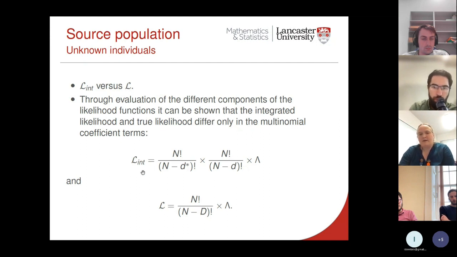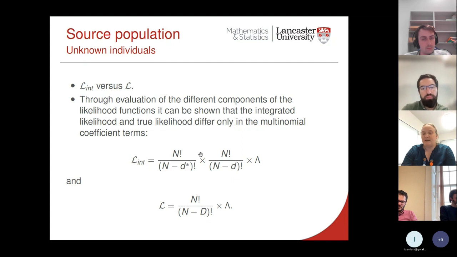So what we're able to do is write the integrated likelihood as a product of these two multinomial terms. So you can see that the N over N minus D star comes from the removals. So the D star corresponds to the number of observed removals, and little d comes from the number observed in the capture-recapture experiment. And then I've got a term capital Lambda here, which just represents the rest of the algebra. And what we can show is that actually the true likelihood, so that joint data likelihood, looks very similar in structure. So we have the capital Lambda. It only really differs in terms of this multinomial coefficient.